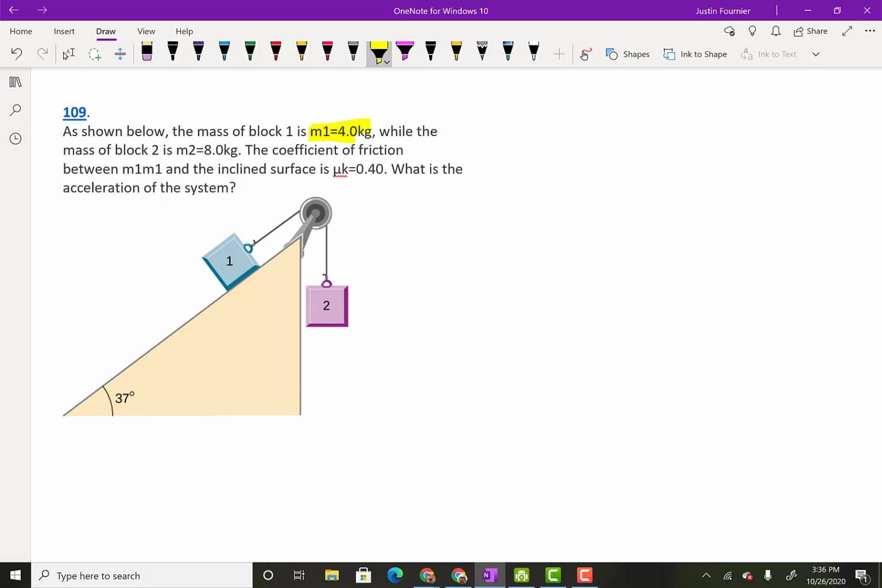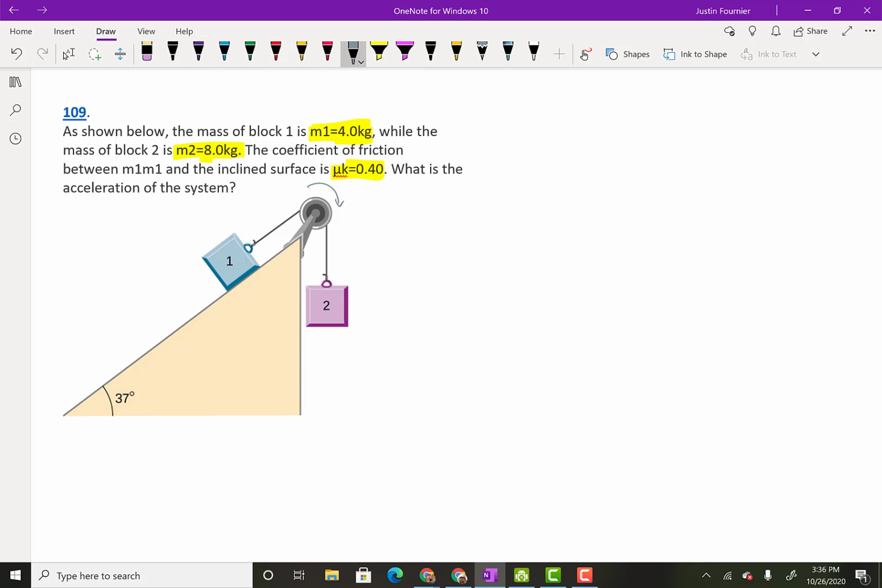So here's the mass of block 1. Here's the mass of block 2. And then we also got a coefficient of friction right here. And what's the acceleration of the system? I'm going to assume that the acceleration of the system is going to go this way. I could be wrong, but I think that's what's going to happen.